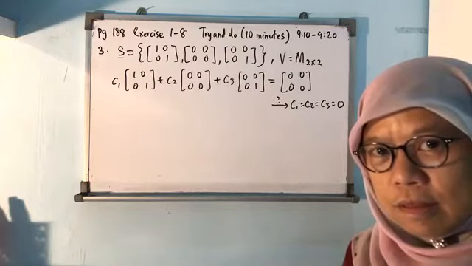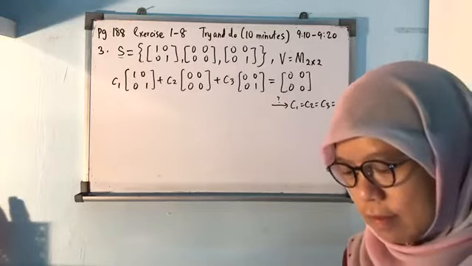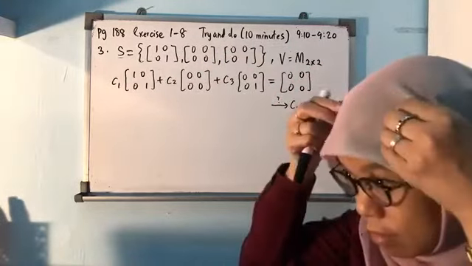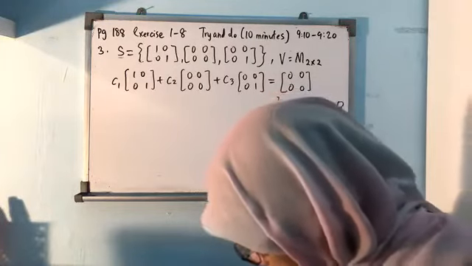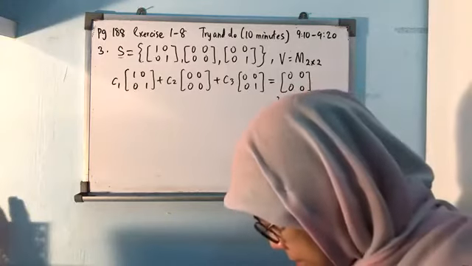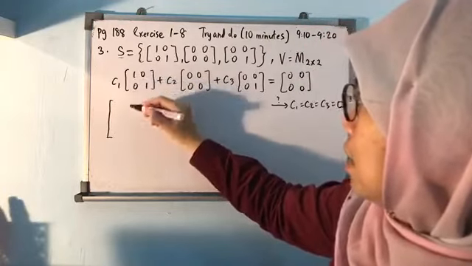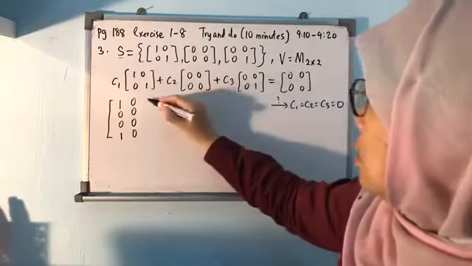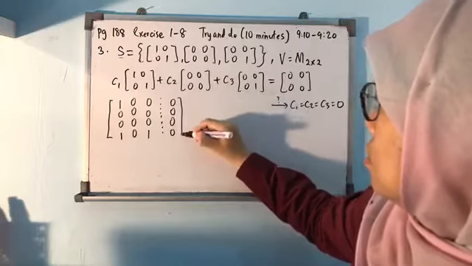Try it. Okay, so chapter 2 ya. Kita tulis sebagai laju kan. 1 as column, 1 0 0 1, 0 0 0 0, 0 0 0 1, 0 0 0 0. Okay.